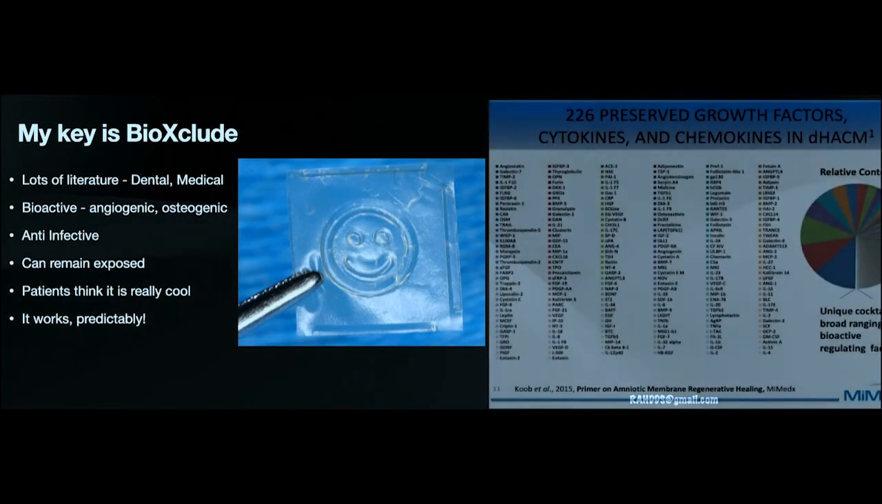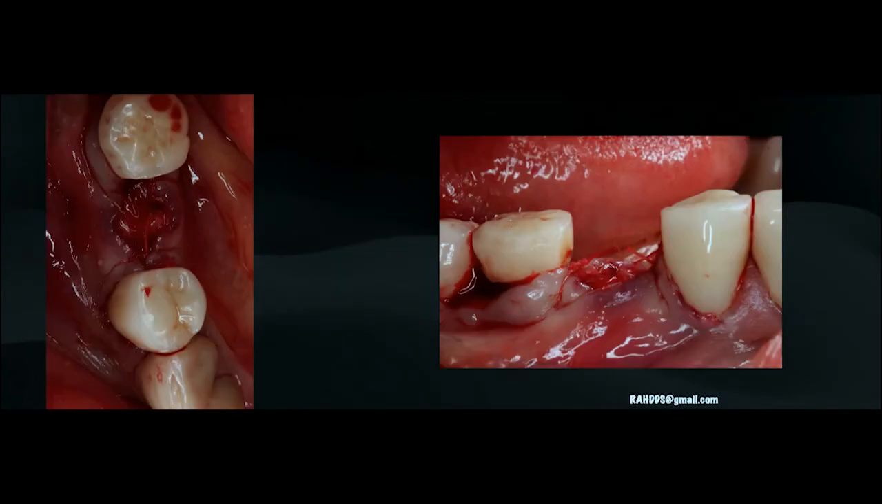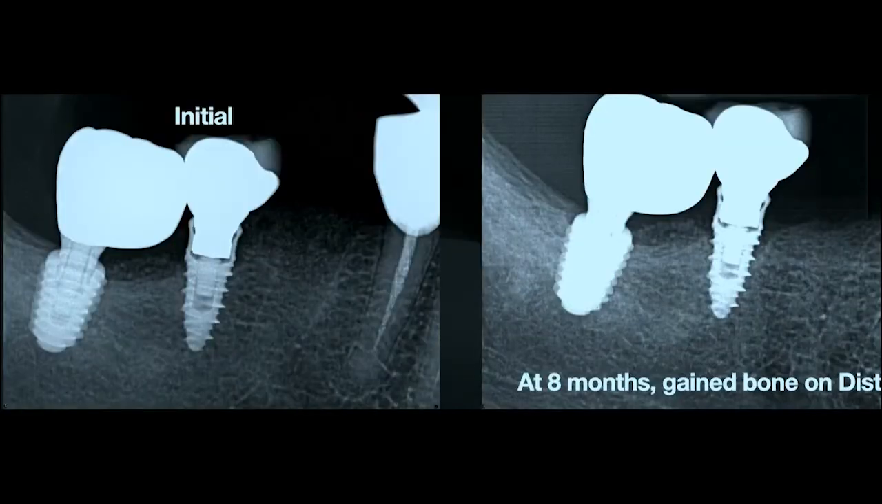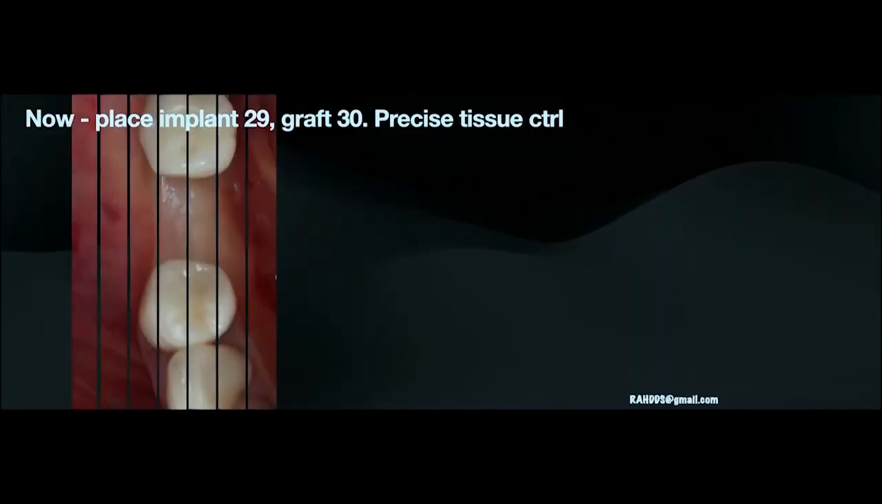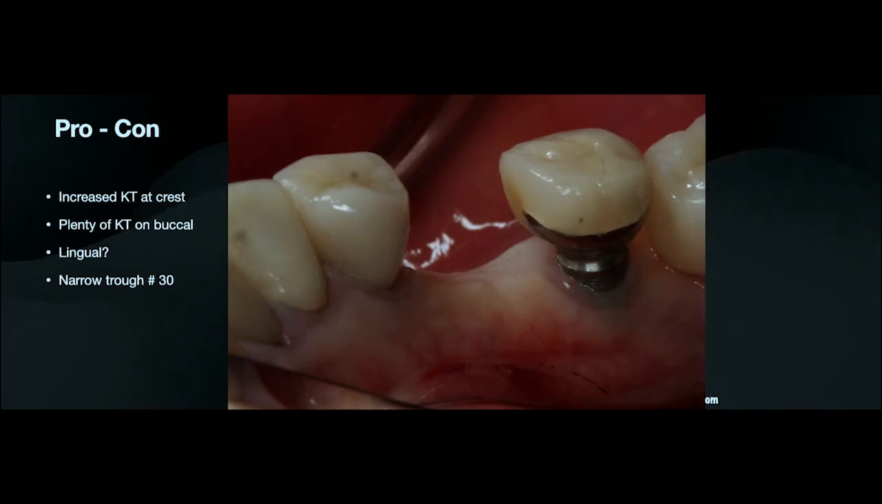Again, BioXclude, growth factors, binding proteins, anti-infectious. Not a flap. I'm just tucking it to the margin of the tissue. Not even adding anything over it. Remember, that was the original defect. We got a lot more bone just from that flapless extraction. All the extra keratinized tissue. Now we have the ability to treat this.